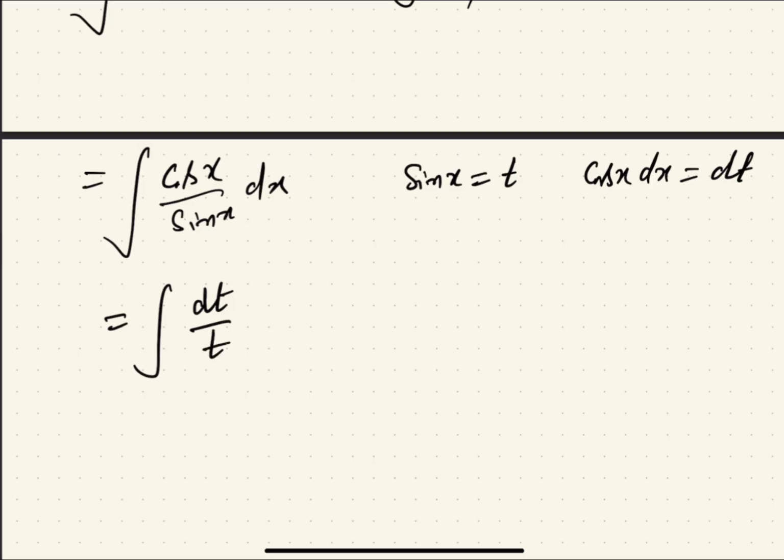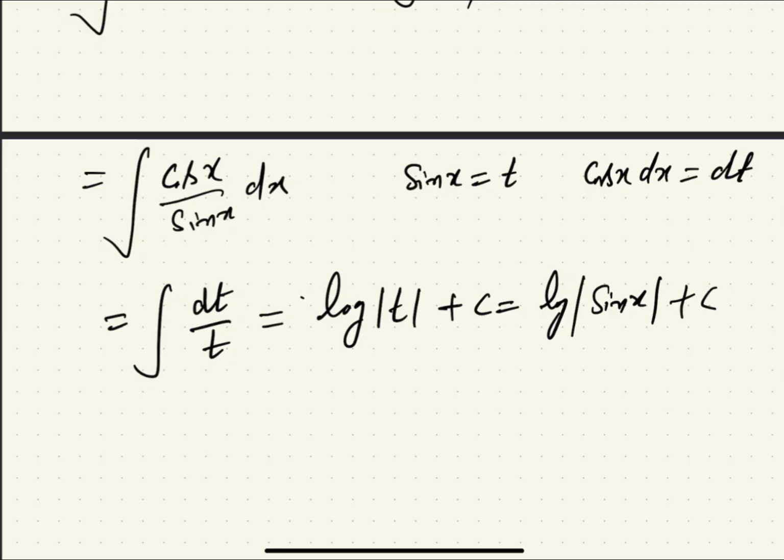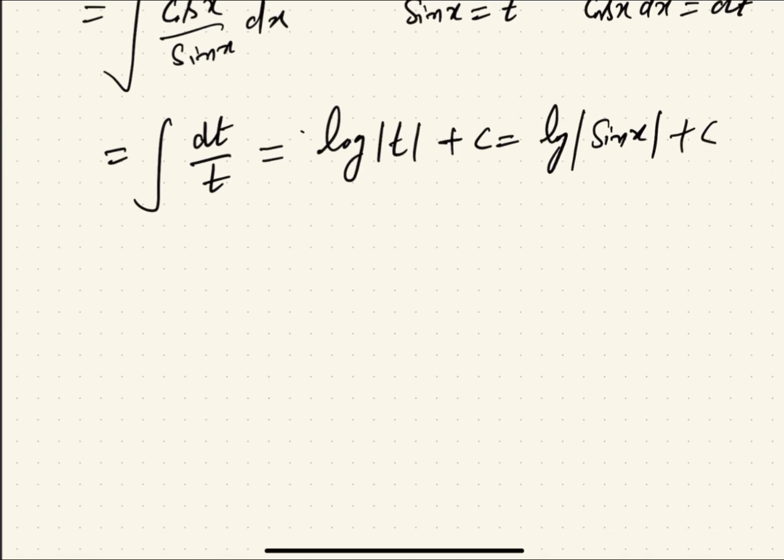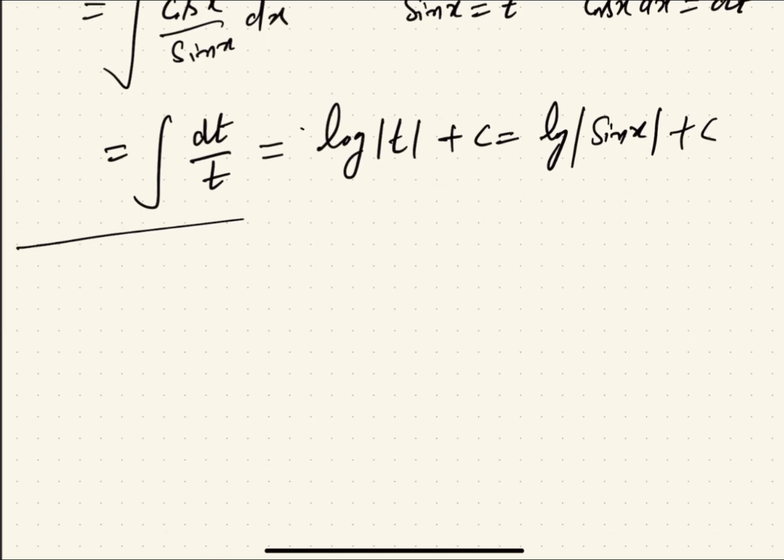This is dt over t, because this will be your dt, and this will be your t, and this now changed everything to t. You can integrate: log t plus c, this equals log, and replace the sine t value, and you get the answer. Okay, now you have a fifth question.